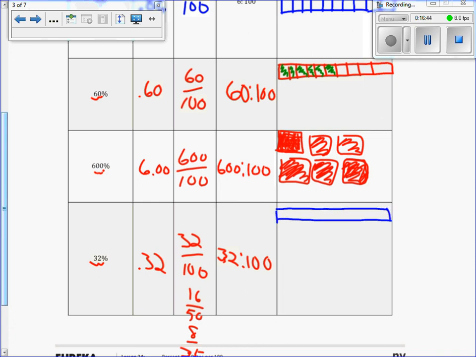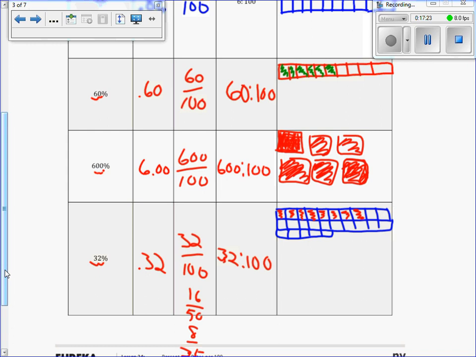Okay, we can always reduce down to whole numbers. 1, 2, 3, 4, 5, 6, 7, 8, 9. There's 20. And then 1, 2, 3, 4, 5 to here. There are 25 squares. And 32 over 100 equals 16 over 50 equals 8 out of 25. So I could just shade 1, 2, 3, 4, 5, 6, 7, 8. So I shaded 8 out of 25. And that is 32%.